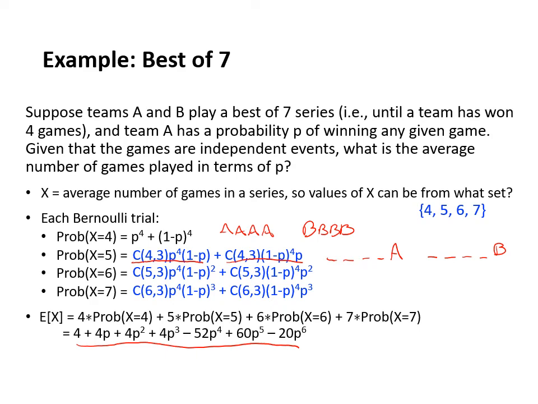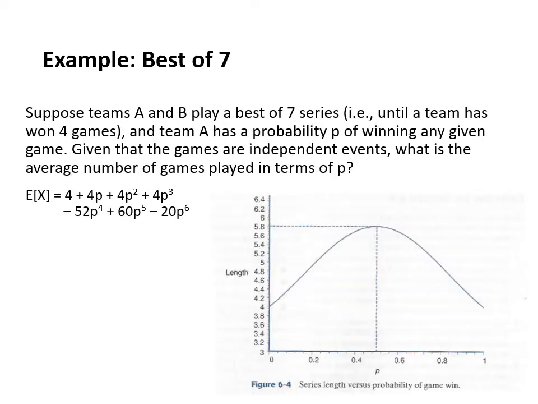Okay, so once we get that, one nice thing that we can do is that we can plot this expected value for X against the probability p of team A winning the game. And so this is the graph that we get. An interesting point in this graph is, for example, when the probability is 0.5, then the expected value for X is 5.8 games.